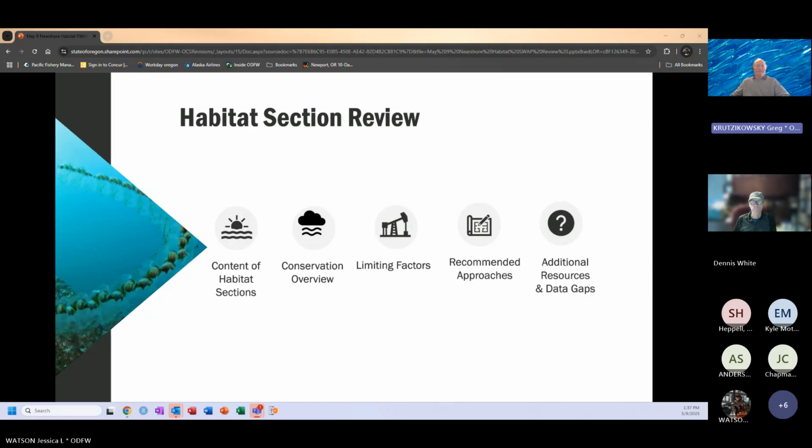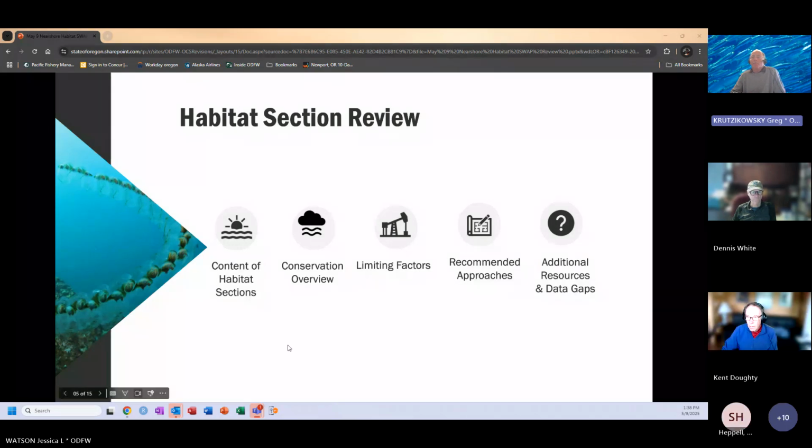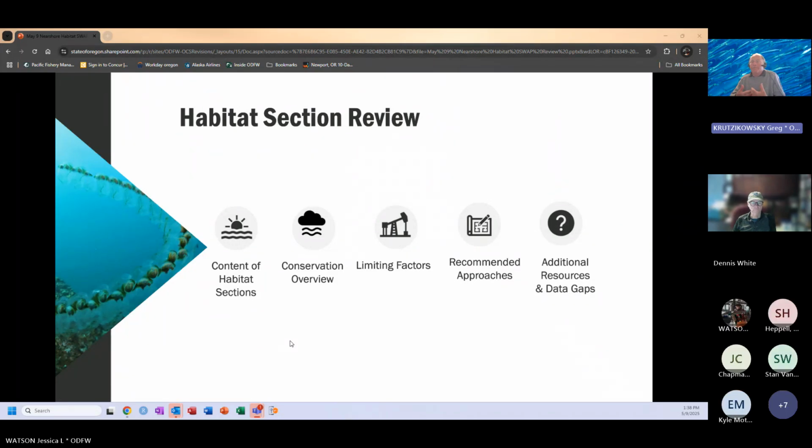Okay, so this is an overview of what we're planning to do today. The content of the habitats section is online, and it has been for about a week now. So hopefully you guys have had a chance to look it over. If you have, that will certainly facilitate our discussion today. It includes all of the habitat sections that were in the nearshore strategy that have been modified slightly, but also we've updated it to include the conservation overview, limiting factors, and recommended approaches. What we want to know is, are there additional resources or data gaps that we have perhaps missed? Next slide, please.